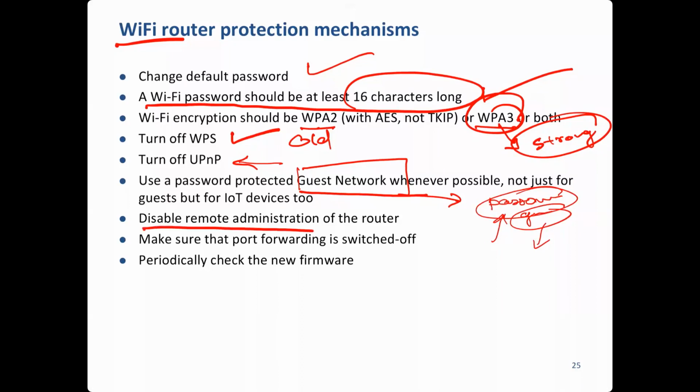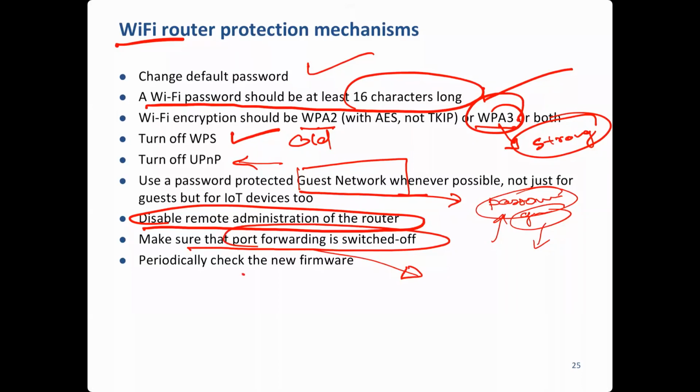Disable remote administration of your router and make sure port forwarding is switched off. Port forwarding is a technique we use for remote monitoring of the traffic in any router. So basically it makes a copy of what traffic is coming to a physical port of a switch and then sends it to a remote machine.